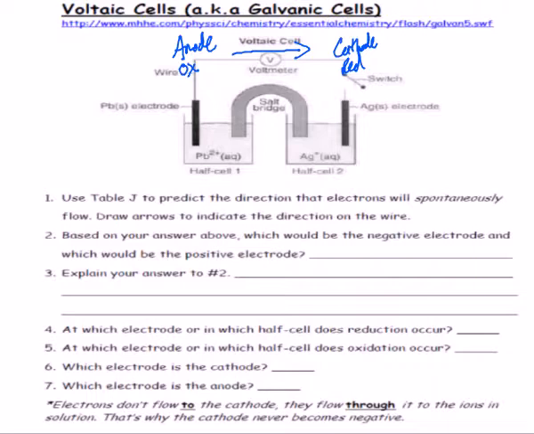So you will be asked questions like this. You have to be able to label these cells, these electrochemical cells, these voltaic ones. I will guarantee you that there's going to be a question about them, whether it's a short answer or a multiple choice on your Regents exam.